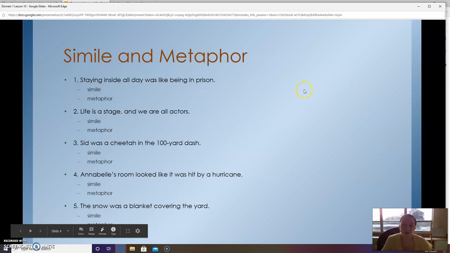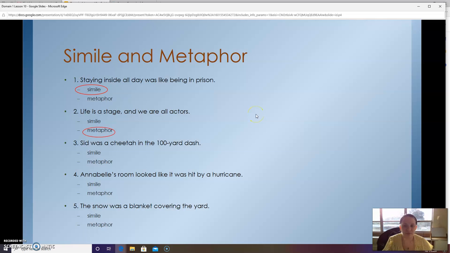So let's try to do some practice. Staying inside all day was like being in a prison. Is that a simile or a metaphor? It's a simile because we have the word like there. That means that is a simile. Life is a stage and we are all actors. Well, if you notice, there was no like or as in there, so that one is a metaphor.